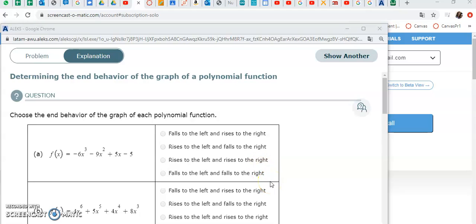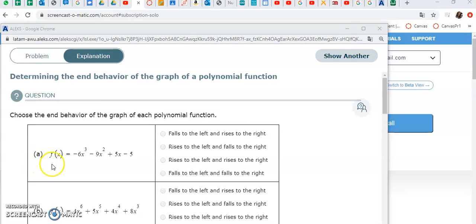Hi, dear students. Now, we're going to continue studying the behavior of polynomial functions. This is an exercise in Alex that says, determining the end behavior of the graph of a polynomial function. So we're going to determine the end behavior to the left and to the right, okay? We have to choose the end behavior of the graph of each polynomial function that they are giving us here.